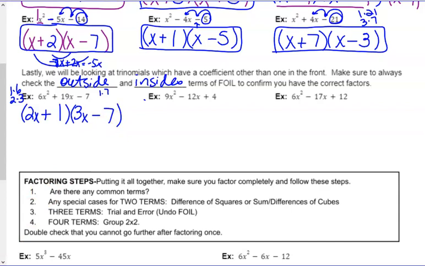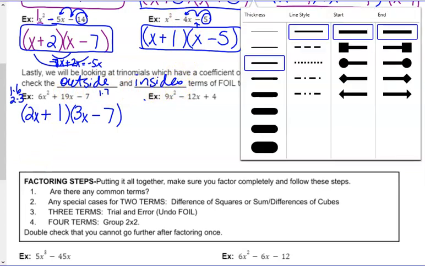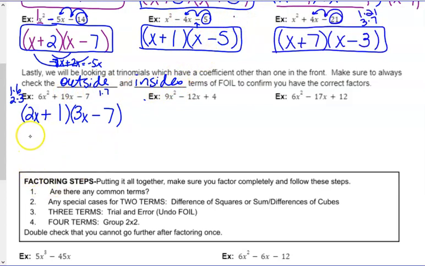I don't know if I've put them in the right spot, but I now need to check the outside and inside of FOIL to see if I do have it correct. So outside gives me a -14x. Inside is a plus 3x, and what I'm looking for is a positive 19. Well, unfortunately, that gives me a negative 11x. That is not what I want, okay?